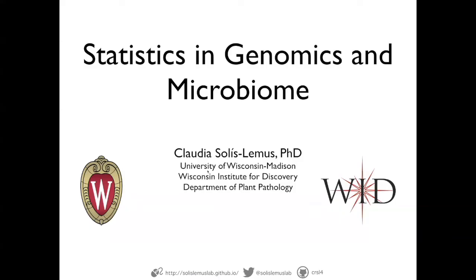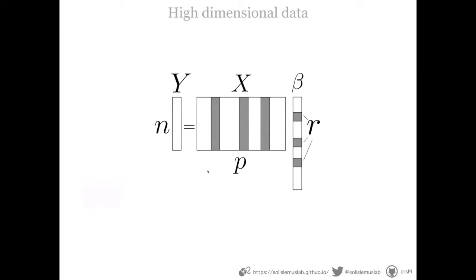Hello, this is a short talk to illustrate the statistics in genomics and microbiome that are happening in the lab. These types of models are all built around high dimensional data, where we have more columns in our data matrix X than we have rows or samples. And our goal remains the same. We want to estimate beta that will identify which of those columns have an effect on the response Y.